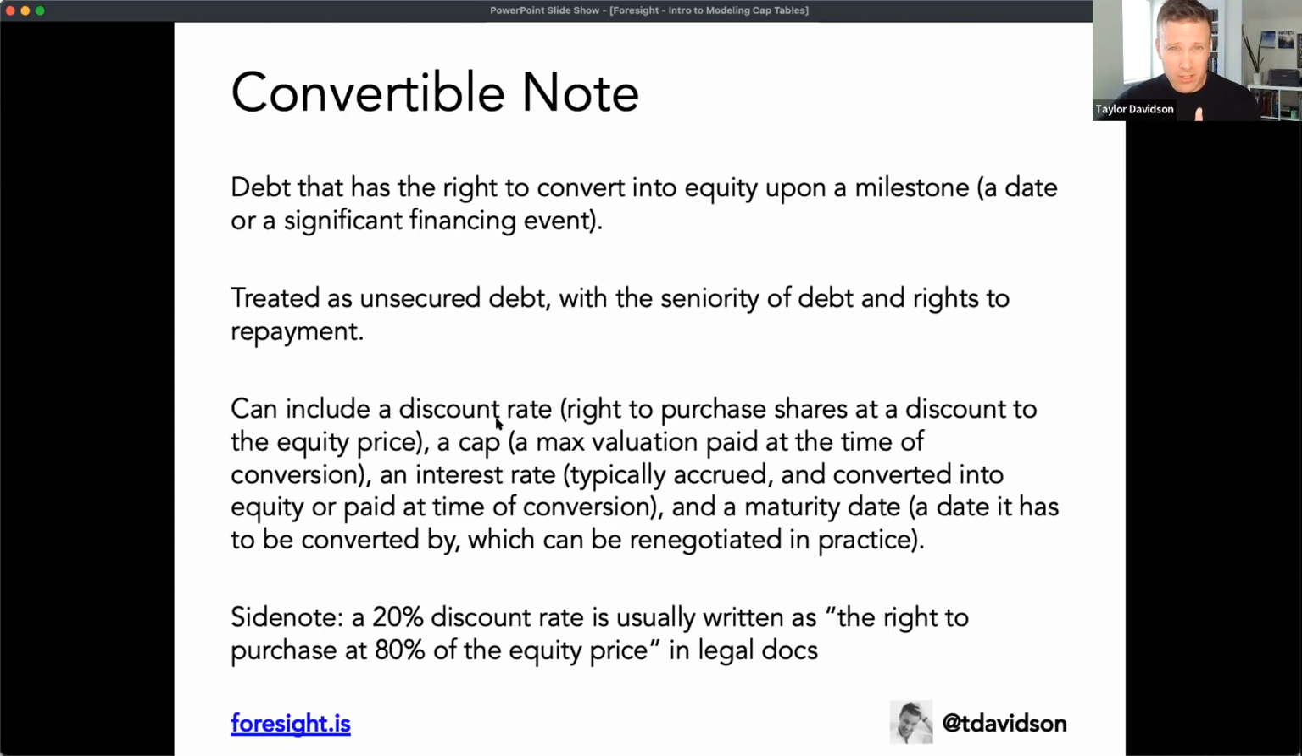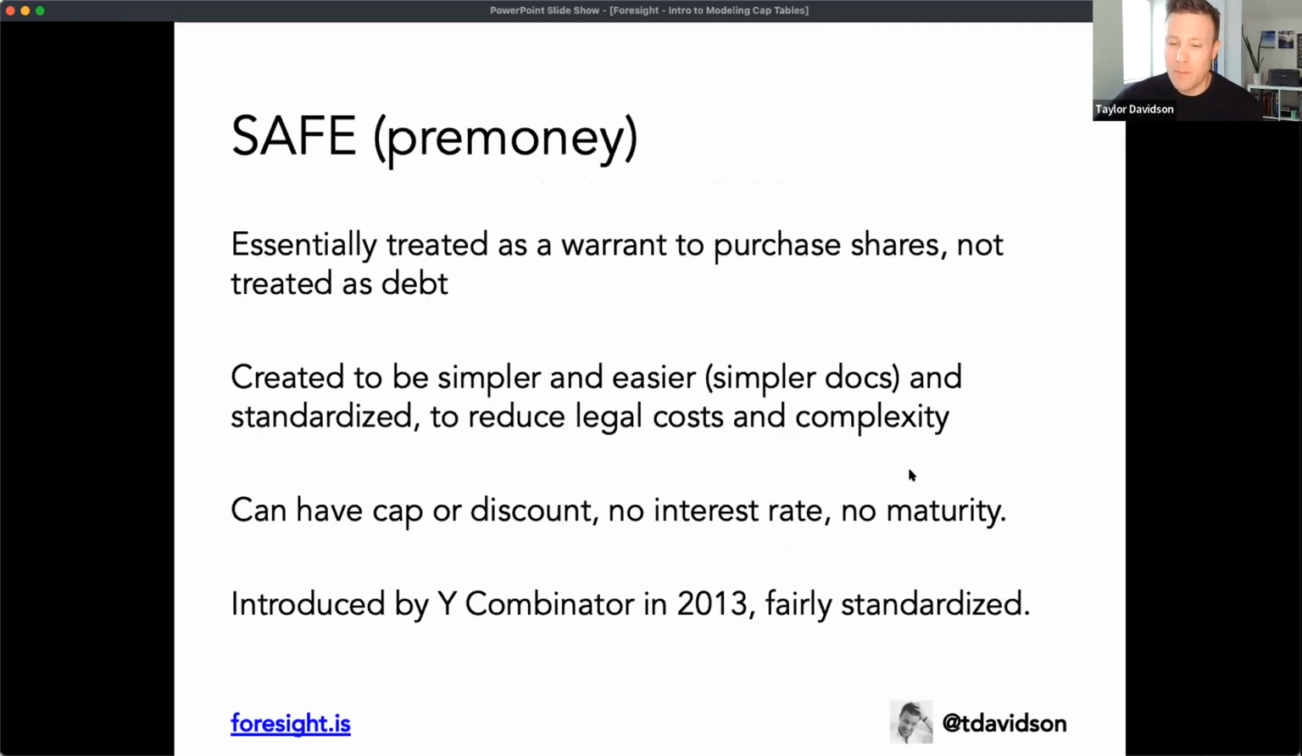A little side note: one thing that often confuses people about the discount rate is that in most legal docs, it's not written that way. If you agree to a 20% discount rate, legal docs never say there's a 20% discount. They usually say you can purchase at 80% of the equity price. Small thing, but important to know and understand.